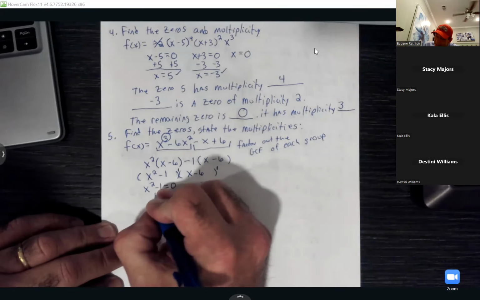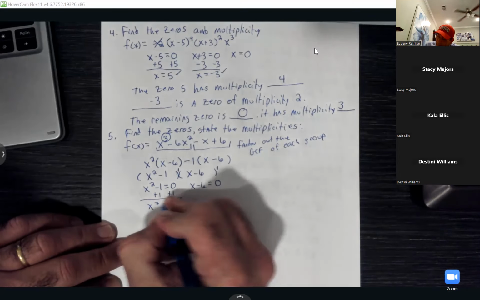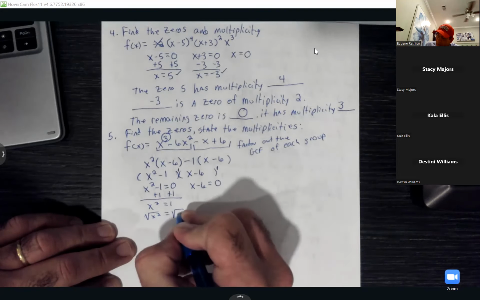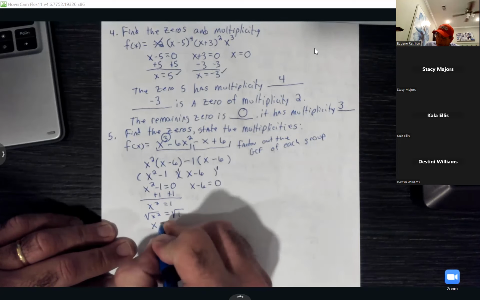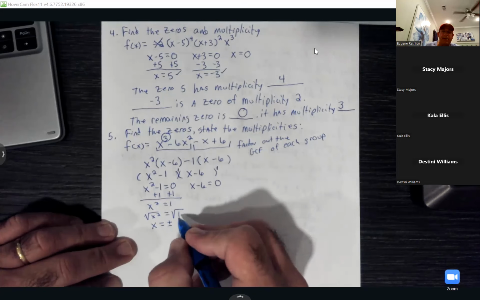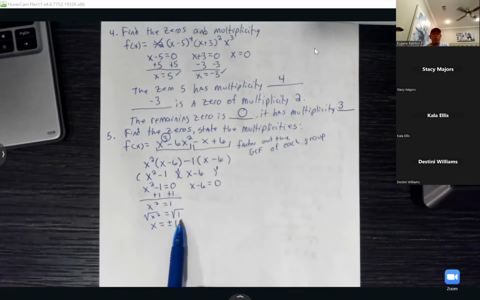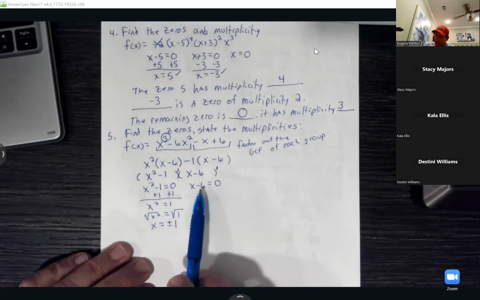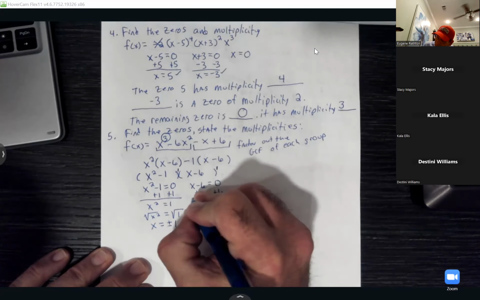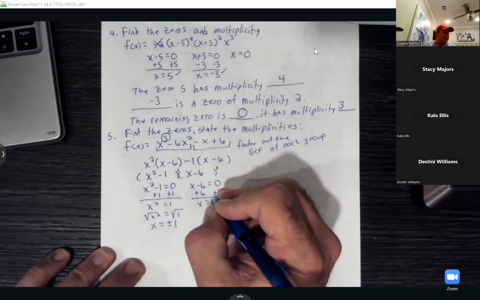So the easiest thing to do to this is to add 1 and do a square root to it. So the square root of x squared will equal the square root of 1. And remember, since I'm doing a square root, I'm going to do the plus or minus. And square root of 1 is 1. So I got 1 is a 0, -1 is a 0. And over here, we're going to add 6 to solve this equation, and we get x equals 6.